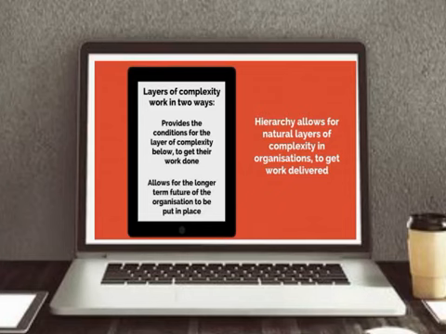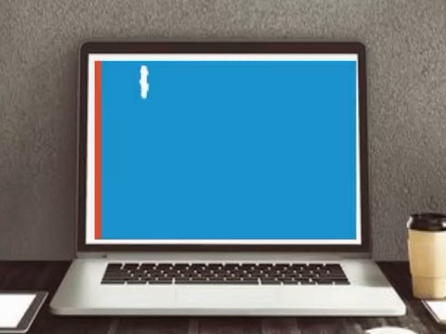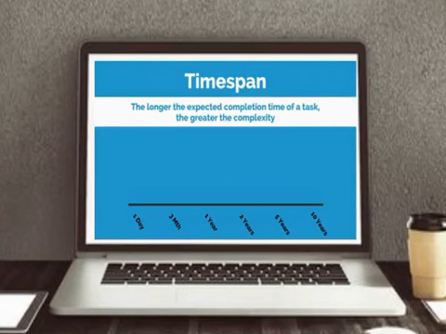How do we measure this complexity? Well, there's various ways that it's looked at, but one of the discoveries of Elliott Jaques, which has been borne out in organisations all around the world for decades now, is the concept of time span, which is essentially this. The longer the expected completion time of a given task, the more complex that task is. And if you think about it, it sort of makes sense.